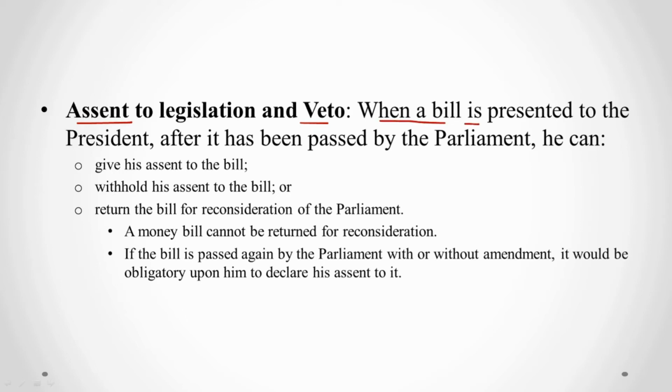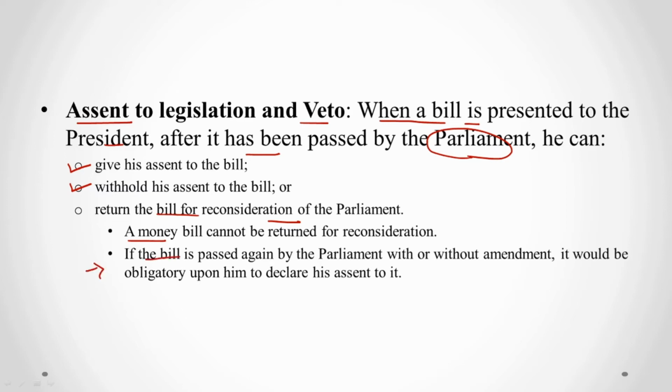When a bill is presented to the President after it has been passed by the Parliament, he can give his assent to the bill, withhold his assent to the bill or return the bill for reconsideration of the Parliament. A money bill cannot be returned for reconsideration because it is presented with the prior recommendation of the President.